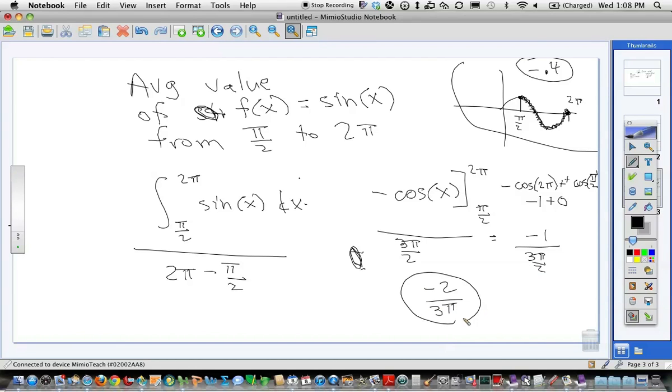Now that's perfectly fine to leave as your answer. Now 3 pi is what, about 9? 3 pi is about 9. So negative 2 over 9, negative 0.2 is what that would be about. Negative 0.2 repeating somewhere in that range. So that wasn't a bad estimate. Negative 0.2, that seems reasonable that that'd be our average value. Okay, so that's just an application of using the definite integral. Just got to know that formula for average value.